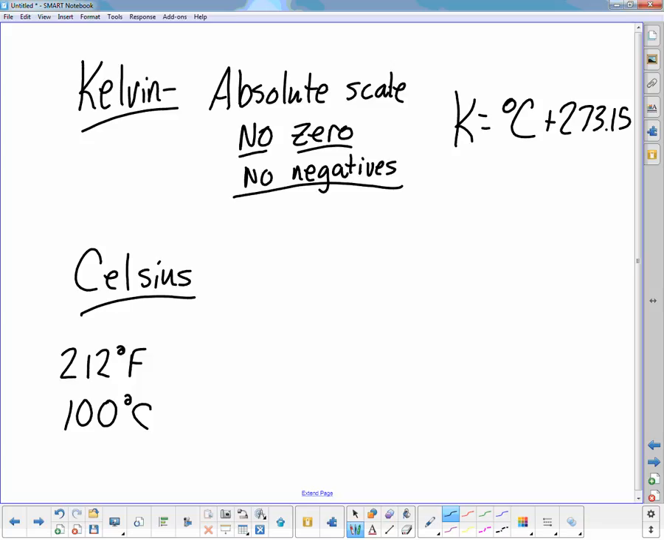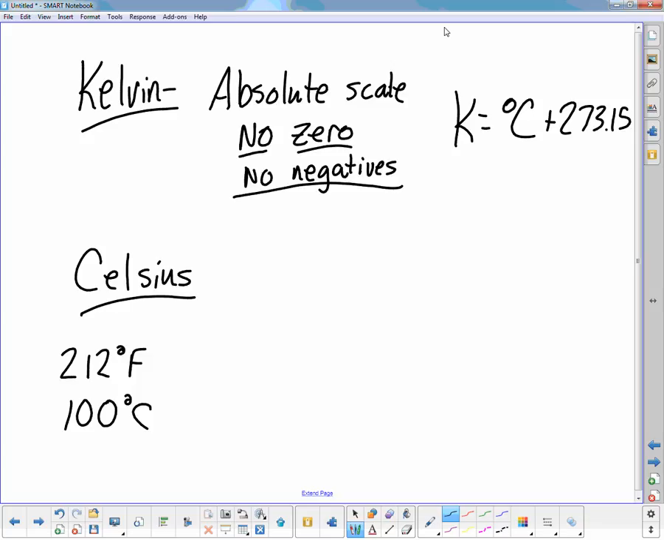So it's a lot easier. The Celsius scale is based on the boiling point and the freezing point of water. The Fahrenheit scale, I don't know what it's based on. 212 for boiling point, 32 degrees for freezing of water. There's no correlation. Okay, so the Celsius scale is a little bit more precise.